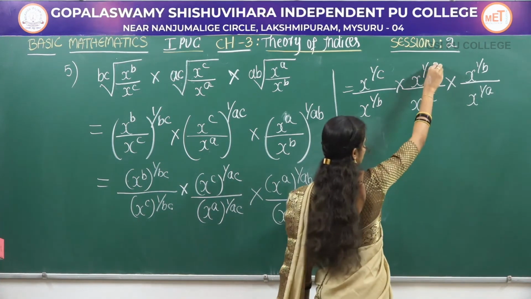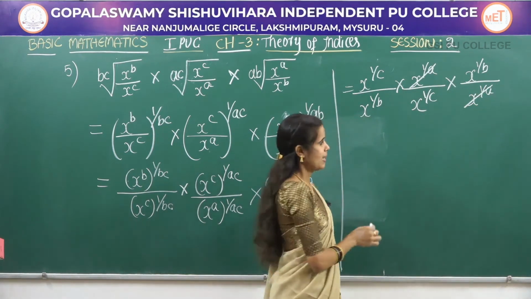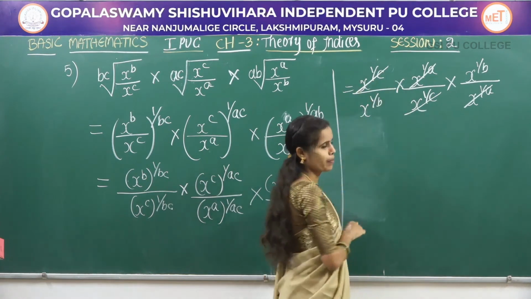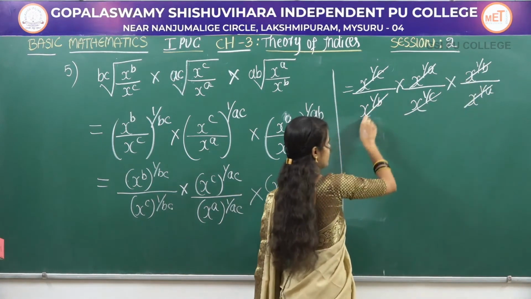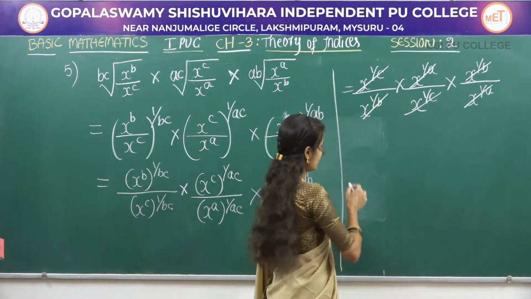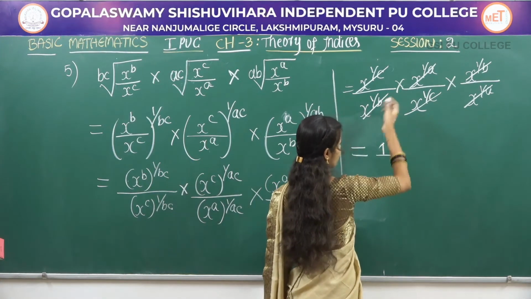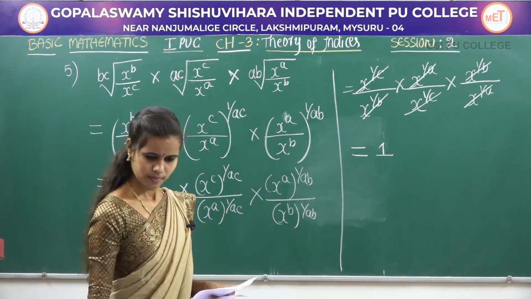Now here x to the power of 1 by a divided by x to the power of 1 by a gets cancelled. So x to the power of 1 by c, x to the power of 1 by c gets cancelled. x to the power of 1 by b divided by x to the power of 1 by b gets cancelled. So remaining term is 1. Okay. Next problem.